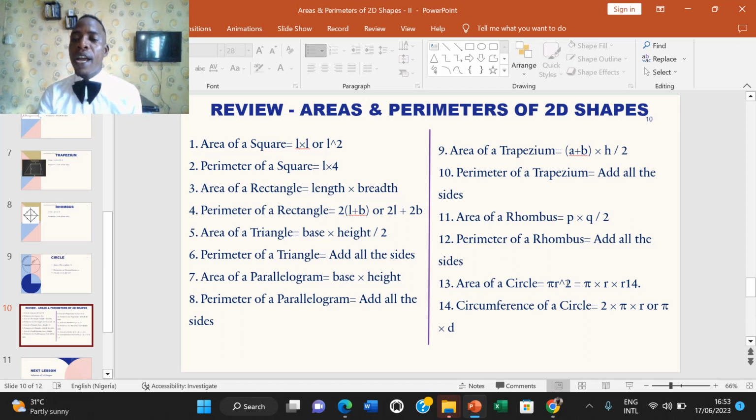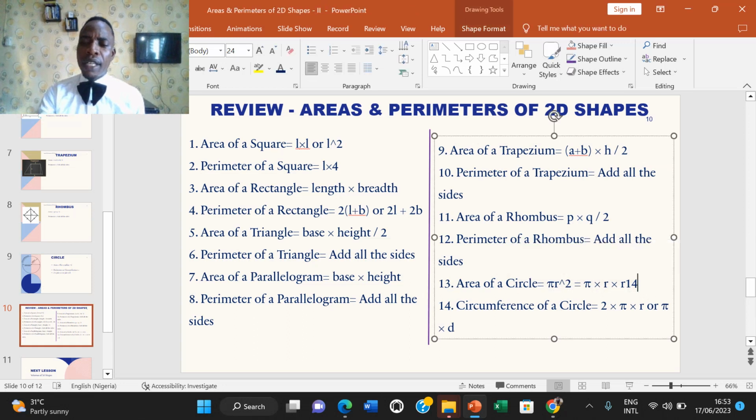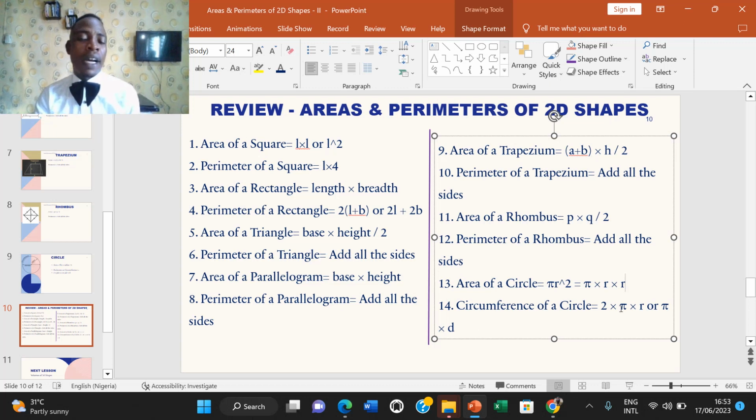Area of a circle is pi r squared. While, of course, this is the symbol of pi r squared. Pi times r times r, that is the area of a circle. And the circumference of a circle is 2 pi r, or pi times d. Here is the symbol of pi.